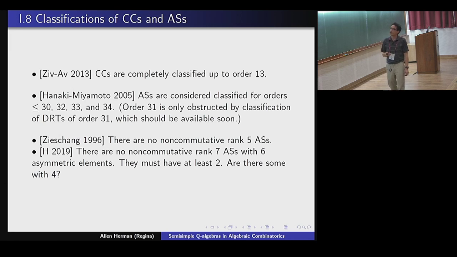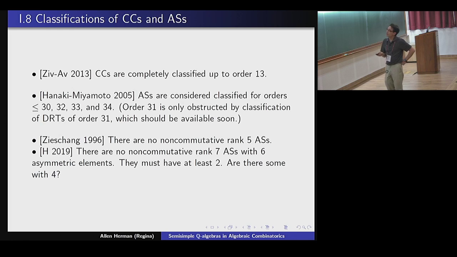Ziv Av is a student of Misha Klin in Israel. Hanaki and Miyamoto looked at classifying association schemes. They got as far as order 30. Order 31 is obstructed because of the non-existence of a classification of skew-Hadamard matrices, which just occurred a few weeks ago. So there are 3,331 doubly regular tournaments of order 31. So I was making the slides, that wasn't known, but it is now. So this is now up to 35, where we have problems.